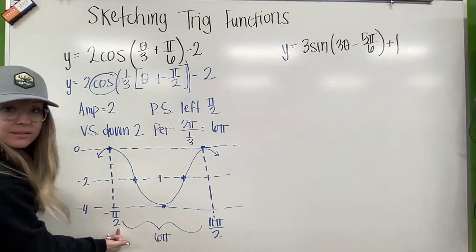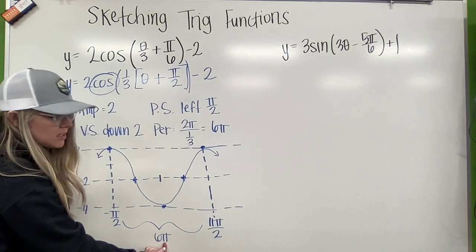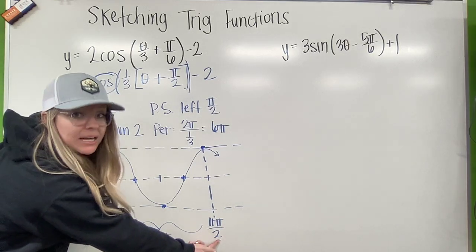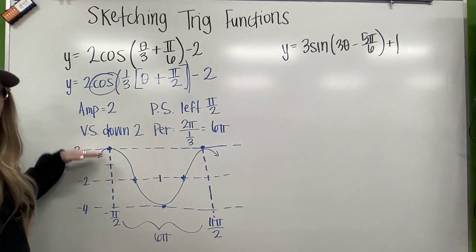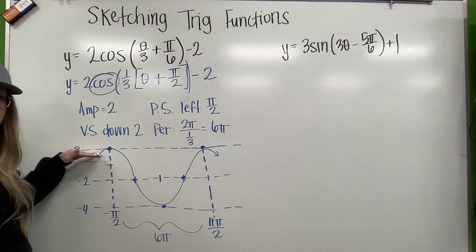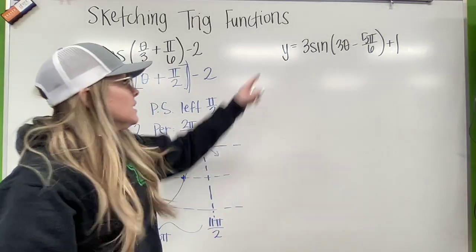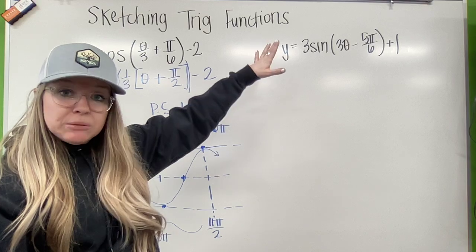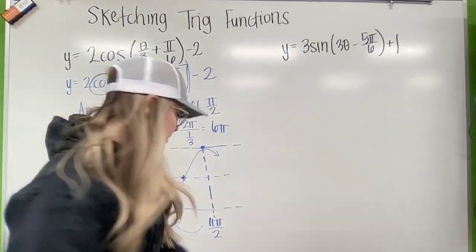I understand I went left, pi over 2. I'm going to complete one cycle in 6 pi, so it's going to end at 11 pi over 2. Vertical shift of negative 2 with an amplitude of 2 giving me my maximum at 0 and my minimum at negative 4. Okay, if you want to give this one a try on your own, see what you can come up with, come back and check your answer, see if you did it all right.